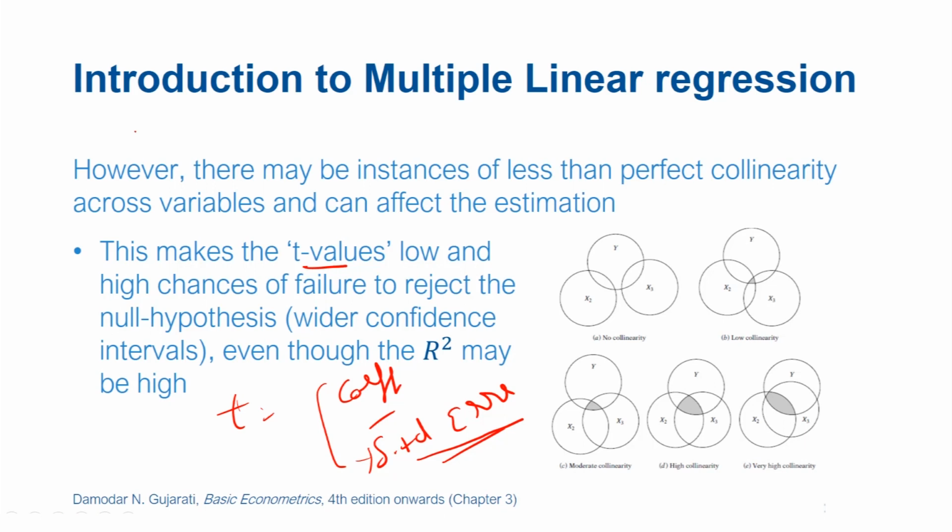That means your resulting t-values are very low, and therefore the lower the t-value, the lower are the corresponding p-values, which increases the chances of failure to reject the null hypothesis. That means you will have a rather poor confidence interval, a wider confidence interval, and therefore even though your R square may be high, which indicates a very good fit in the regression, the power of your test will be low because of low t-values, and you will be failing to reject the null. That means even though the coefficient may be significant, you will not be able to say that by rejecting the null.